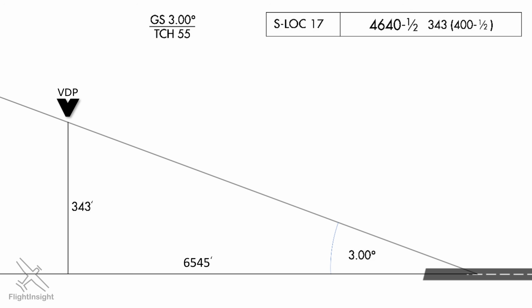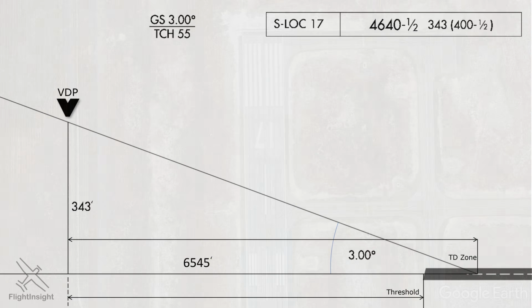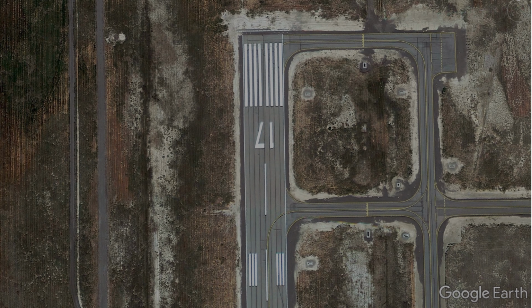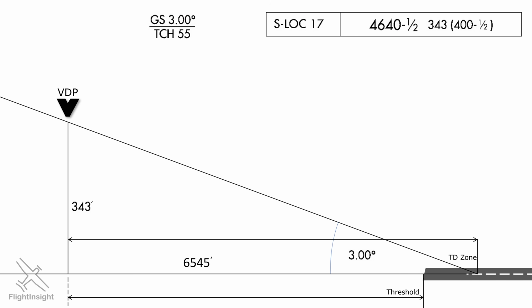Now, this distance is from the VDP to the touchdown zone, but the approach plate doesn't show a touchdown zone. It shows distance from the runway threshold. So in order to get the distance to the threshold, we'll need to subtract the distance to the touchdown zone. Here's runway 17. The distance from the threshold to the beginning of the touchdown zone is a standard 500 feet. This is what we'll want to subtract. So we'll do that and get our ground distance from the VDP to the threshold of 6,045 feet, which is just barely short of 1 nautical mile.